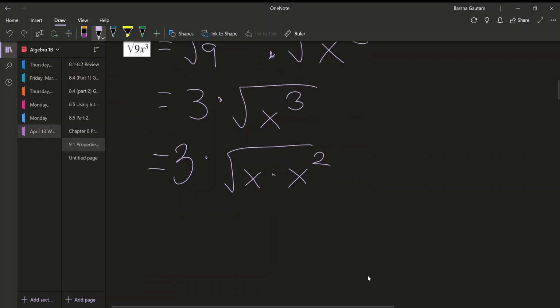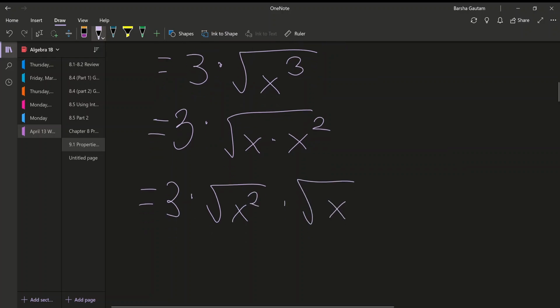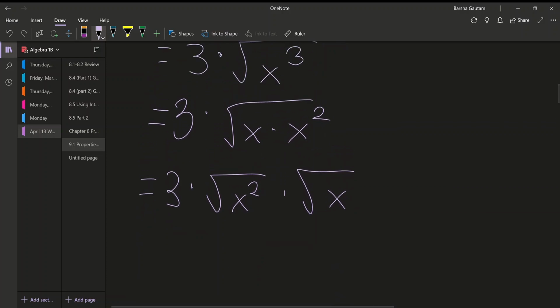And here, we can go ahead and separate these as well. We can separate to 3 times x to the second power times x. And from here, we can now find the root of x squared. The root of x squared is x. And we're still left with this root x right here. So we're going to put that right there. So the final answer is 3x times root x.